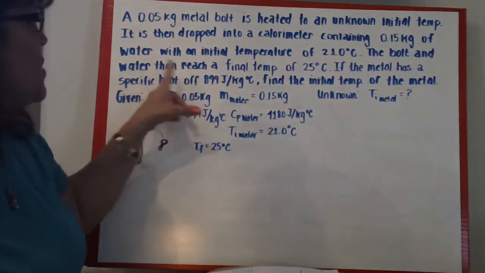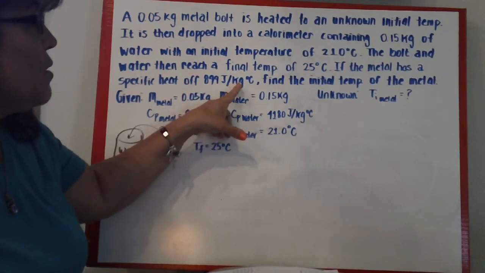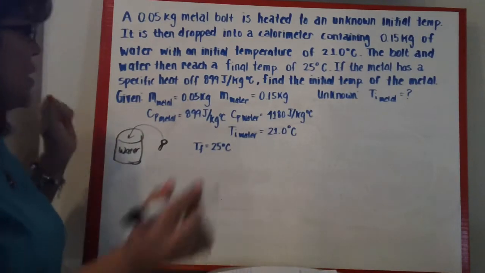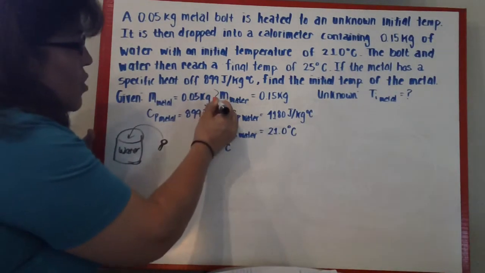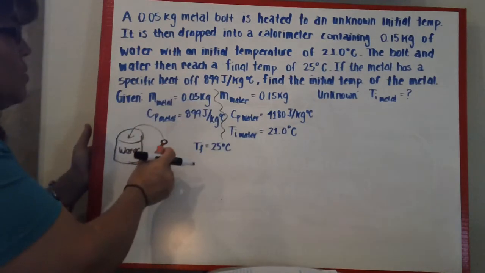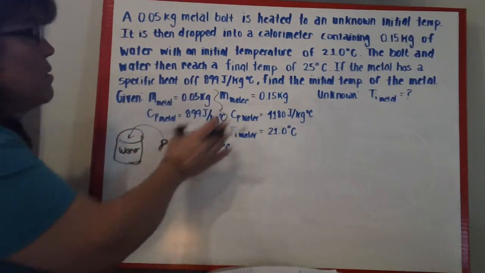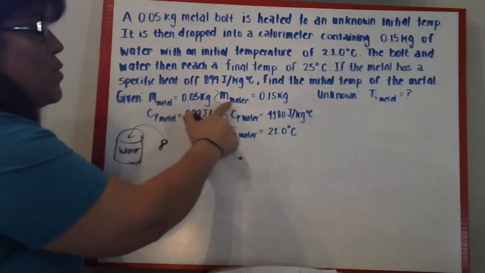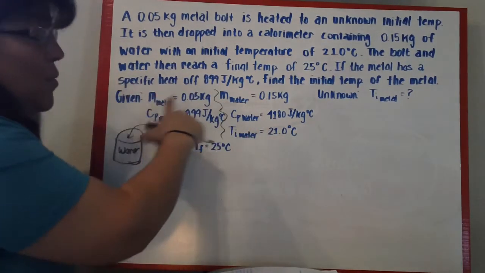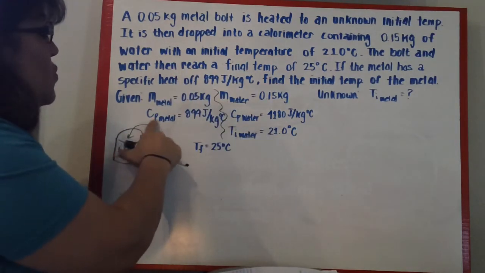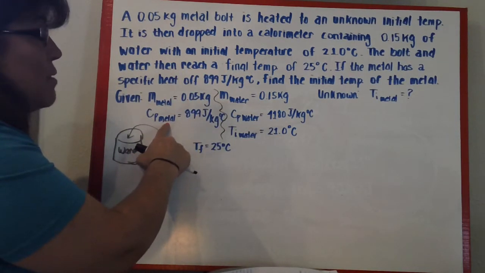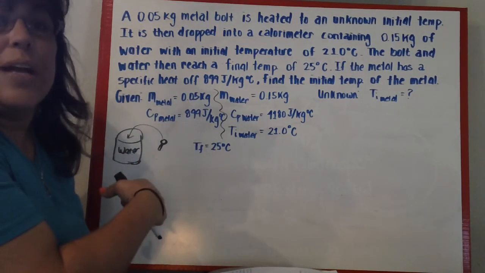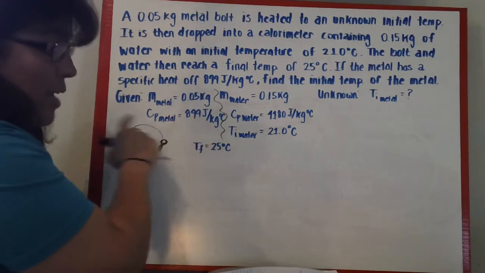If the metal has a specific heat of 899 joules per kilogram degree Celsius, find the initial temperature of the metal. So right here, we're going to write down all of our knowns. And I like to put it in two columns. We're going to deal with all the metal, and then we're going to deal with everything of the water. So we know the mass of the metal, 0.05. We know the mass of the water, 0.15. Both of these are just measured values. We know the specific heat of the metal is 899 joules per kilogram degrees Celsius, and we only know that because we got it off of a chart that is in our textbook.